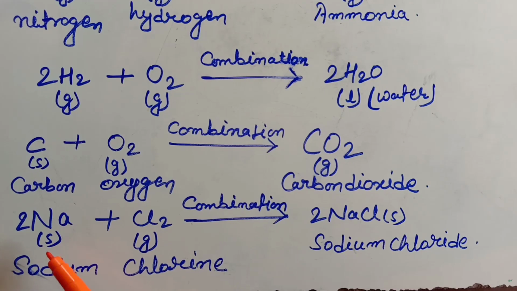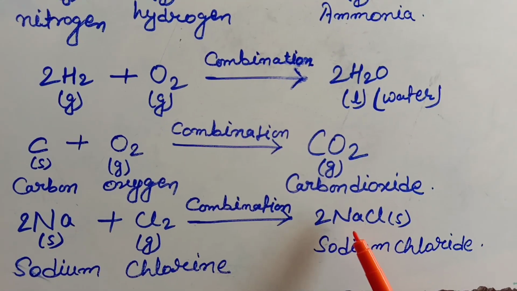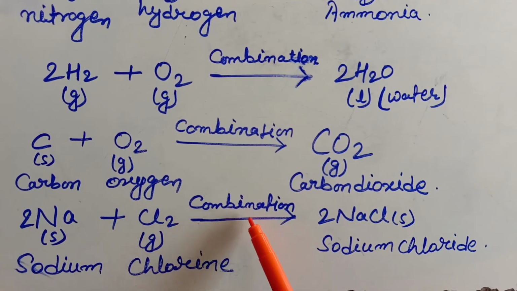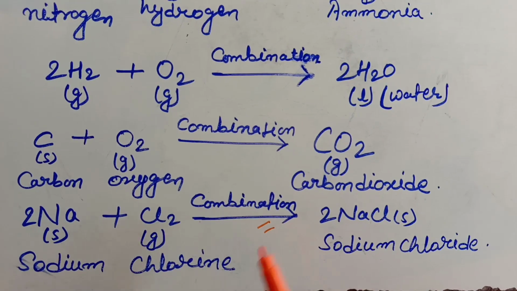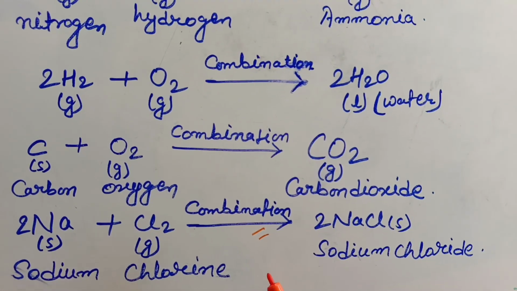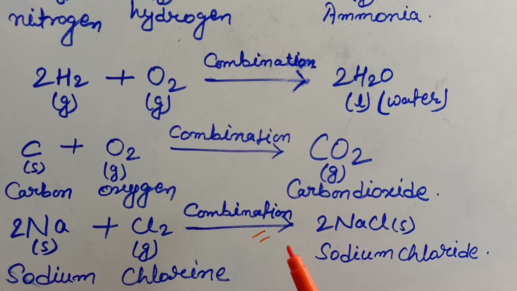Now the next example, what is it? Sodium is a solid, chlorine is gas, but the product what we got? Solid sodium chloride. So this example is combination as well as change of state also. So dear students, after seeing the different examples you can justify which reaction you can put in which place.